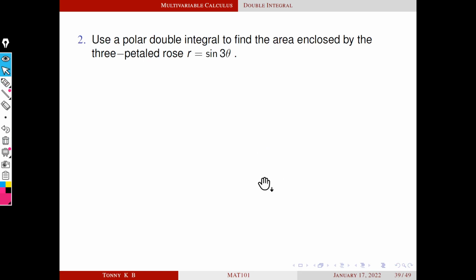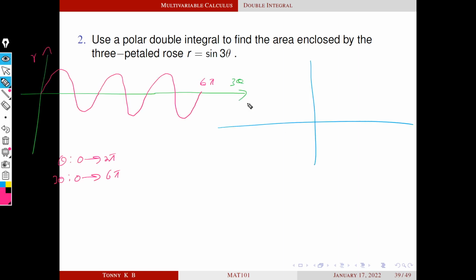Next problem: use a polar double integral to find the area enclosed by the 3-petaled rose r equals sine 3 theta. So first we have to draw a rough picture of r equals sine 3 theta. To plot this polar curve, theta is varying from 0 to 2 pi, right? If theta is varying from 0 to 2 pi, what about 3 theta? 3 theta is varying from 0 to 6 pi.